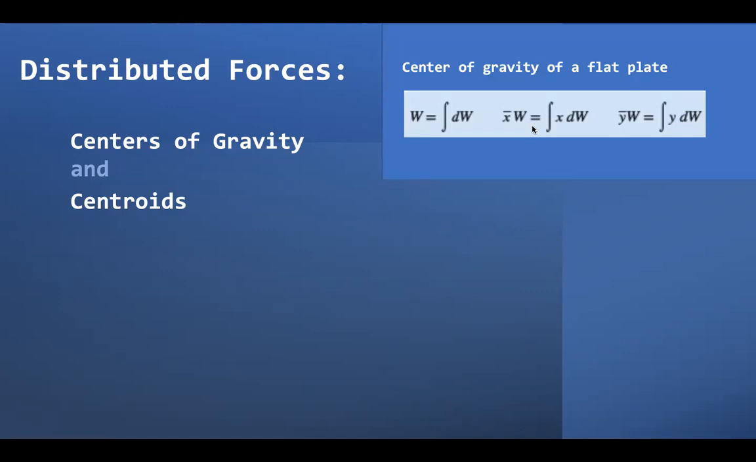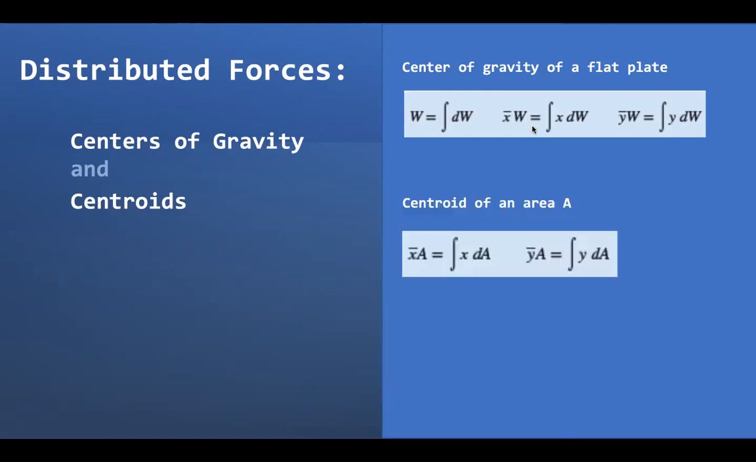So here on the top right hand corner, we can see the center of gravity of a flat plate for the x and the y coordinate. We can see the centroid of an area A calculated in this way. Notice that the only difference between calculating a centroid and a center of gravity is that we use the differential element of area for calculating the centroid, and we use the differential element of weight while calculating the center of gravity of a flat plate.